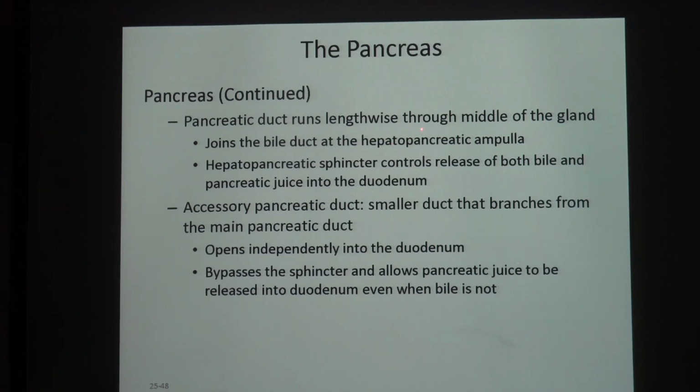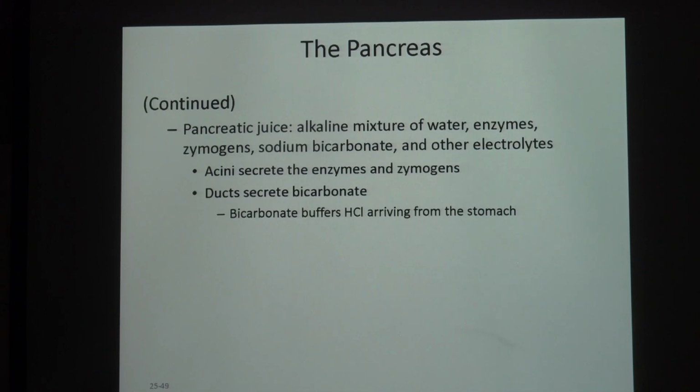I'm not too concerned about the hepatopancreatic ampulla or the hepatopancreatic sphincter. I do, however, want you to know what the pancreatic juice is. Okay, so what's being created by the pancreas? Ooh, wait a minute. It's an alkaline mixture. What do you mean it's alkaline? Isn't everything in the digestive system acid-based?